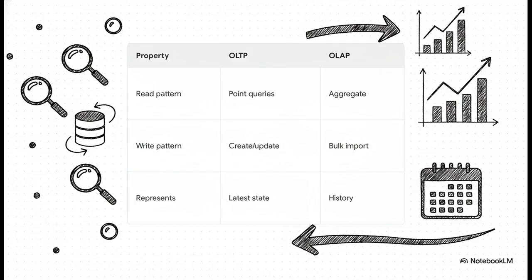Contrast this entirely with OLAP, or Online Analytical Processing. These are the analytical systems built specifically for bulk aggregations over millions or even billions of rows of historical data. Because OLAP requires scanning vast amounts of data sequentially rather than jumping around finding individual records, the highly normalized, fragmented layouts that make OLTP so safe are actually the exact things that make OLAP workloads impossibly slow.